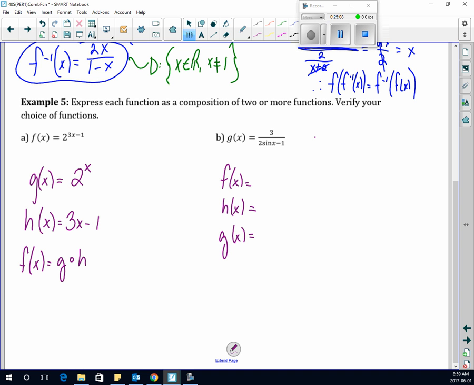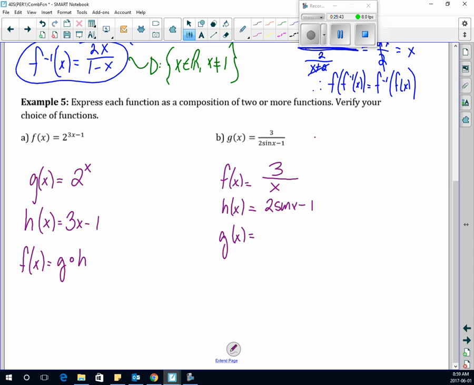So there is more than one way. I don't know if anybody found a different way for that one, but okay. Did anybody come up with an f of x? 3 over x. Okay, we'll see if this works. 3 over x. And then what's h of x going to be? I'm sorry? 2 sine x minus 1. Okay, now what's the composition going to be?